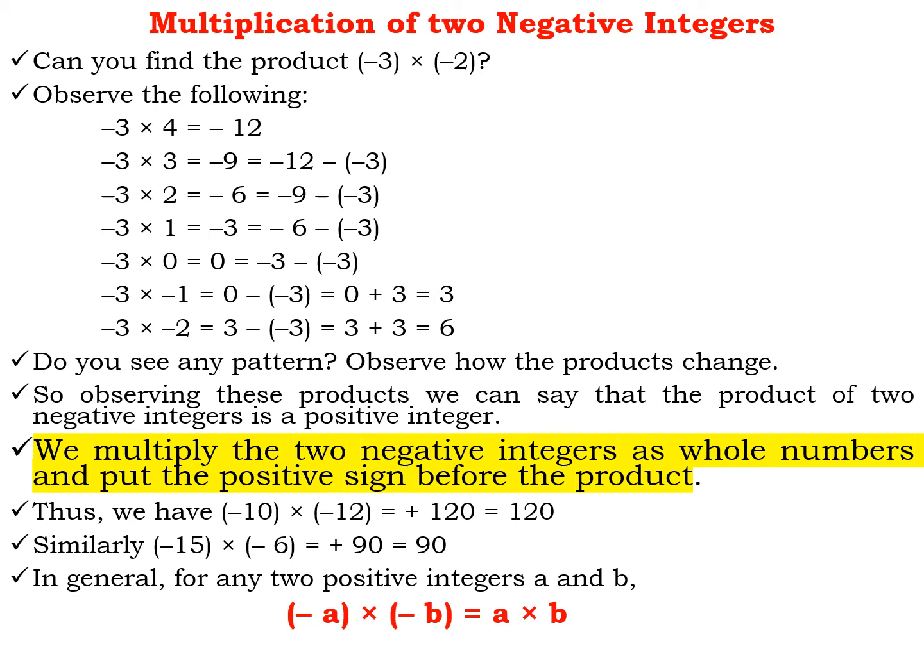Multiplication of two negative integers. Let us find the product of minus 3 into minus 2. The pattern is as we discussed earlier. Do you see any kind of pattern and observe the changes? We multiply the two negative integers as whole numbers and put the positive sign before the product. Thus we have minus 10 into minus 12 is plus 120, which is written as 120. Similarly, minus 15 into minus 6 is plus 90, that is equal to 90. So in general, for any two positive integers a and b, minus of a into minus of b is always equal to a into b.